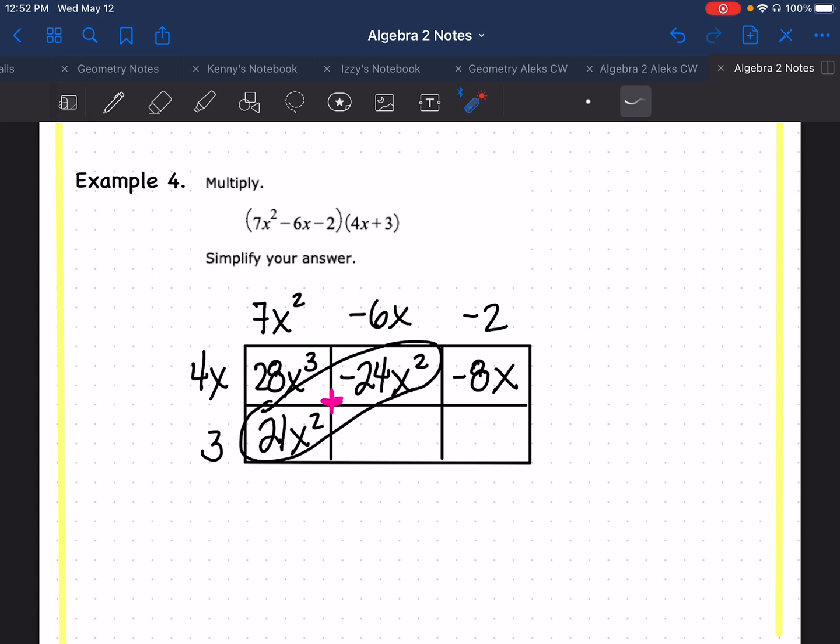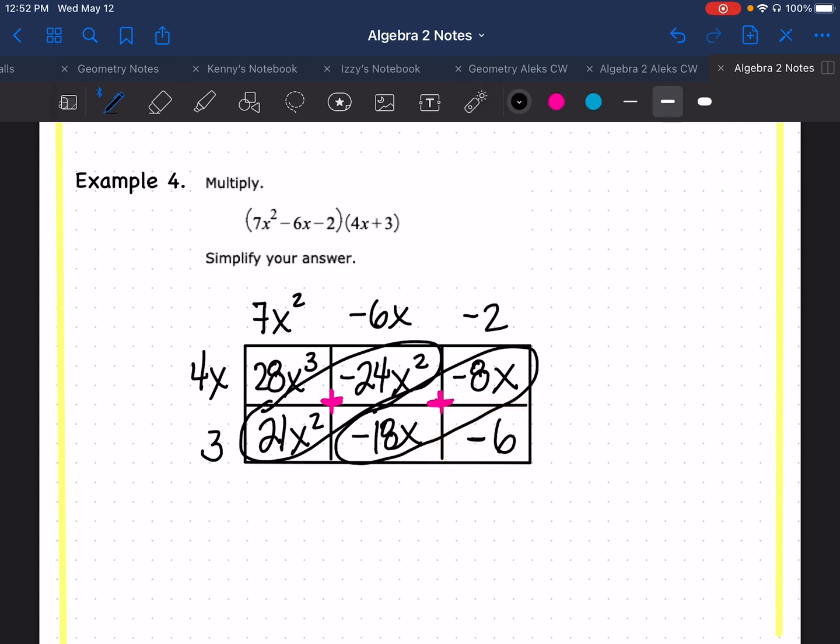For my next one, I have negative 6x times 3. Negative 6 times 3 is negative 18x. And these two right here are going to be like terms, and the box is once again saying add these two together. Not all 4 of them, just the 2 that I've circled. And for my final box, I've got negative 2 times positive 3, which is negative 6.